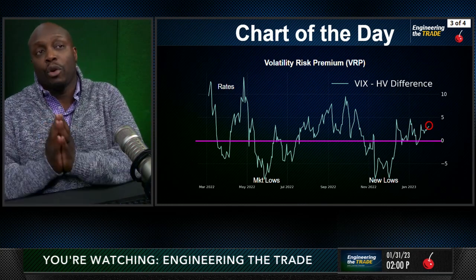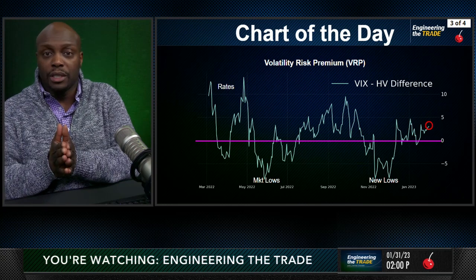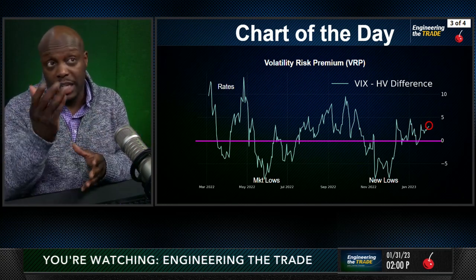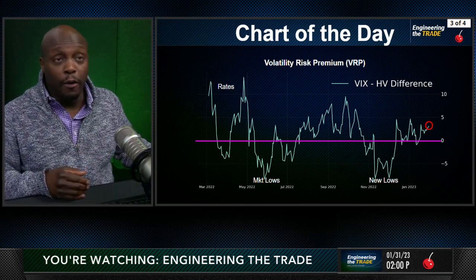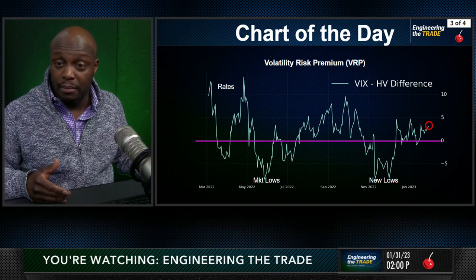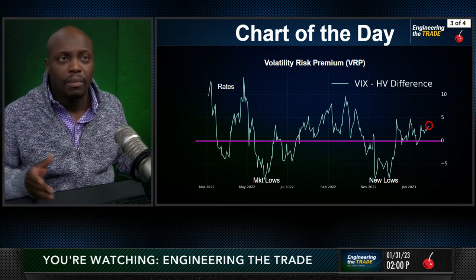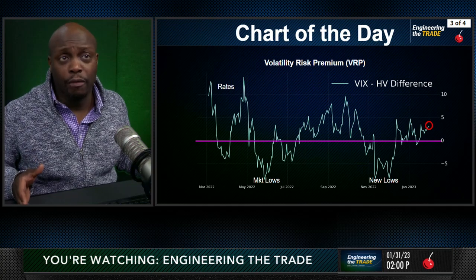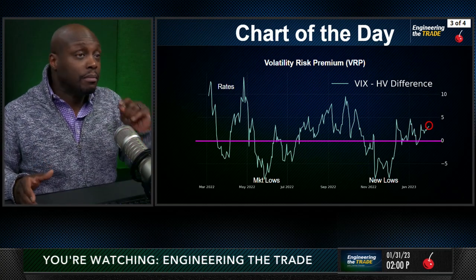Then we have historical volatility, which is basically the movement in whatever stock you may be looking at. In this case, we're looking at SPY. So this is forward volatility in terms of VIX or SPX, the S&P 500, and historical volatility in terms of the S&P 500.